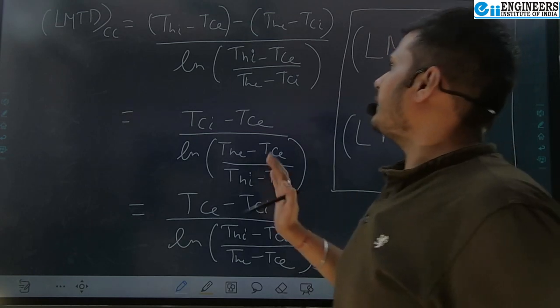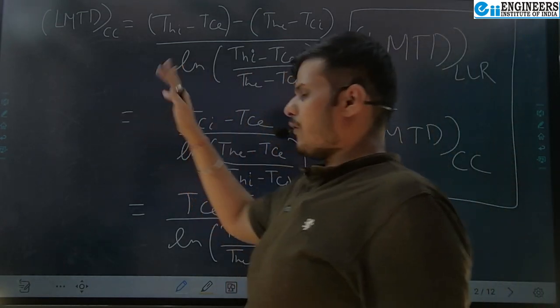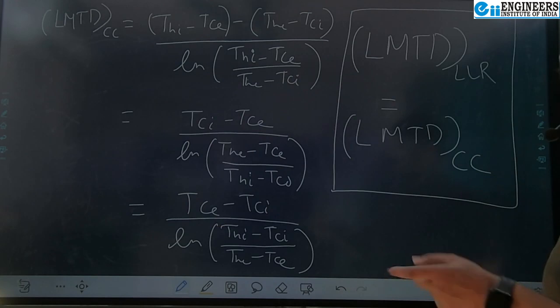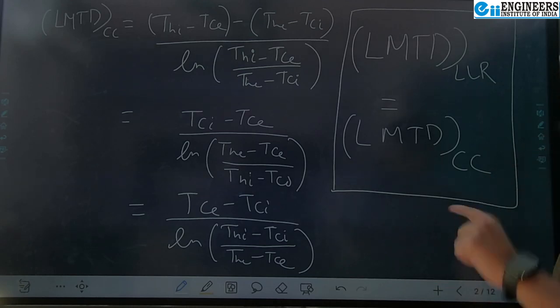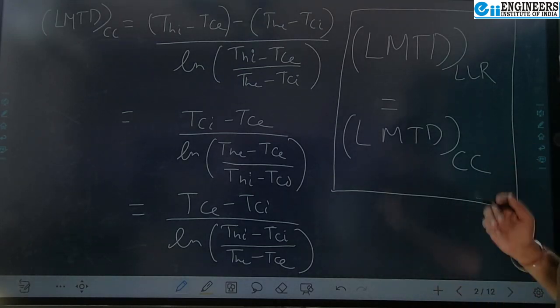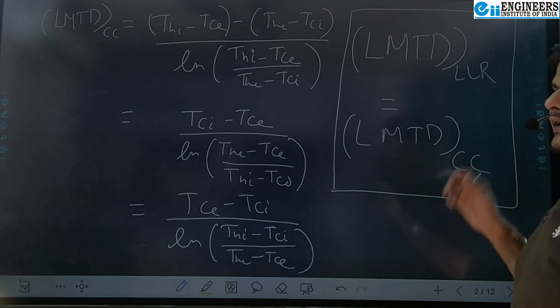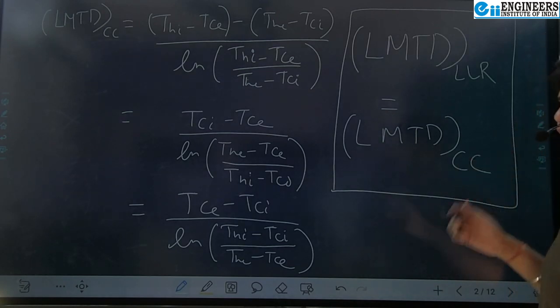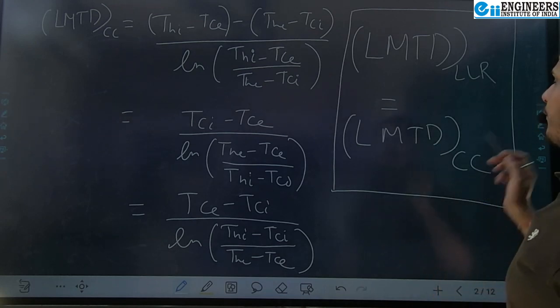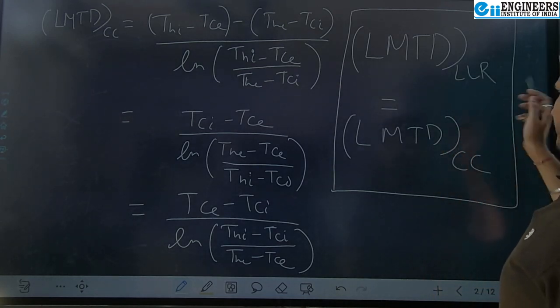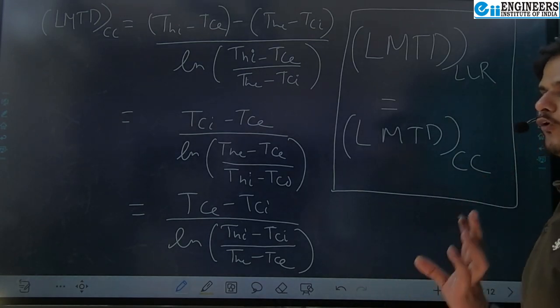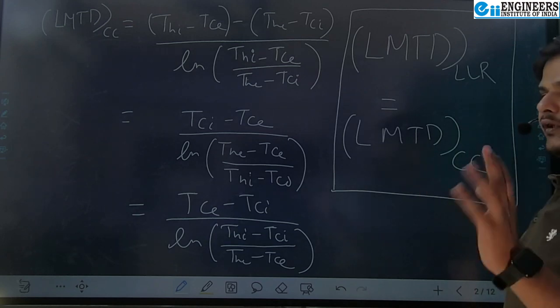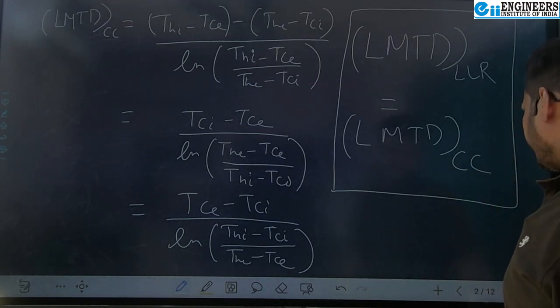So you can see that the logarithmic mean temperature difference for a counter current flow and for a parallel flow for a condenser is same. Same case will happen for evaporator also. So if a phase change is taking place, and you have been asked to find out the LMTD, then you can either find out the LMTD for a parallel flow or a counter current flow, and the LMTD will remain same. There won't be much changes over there.